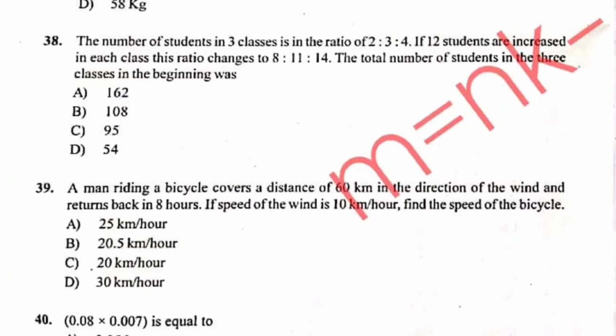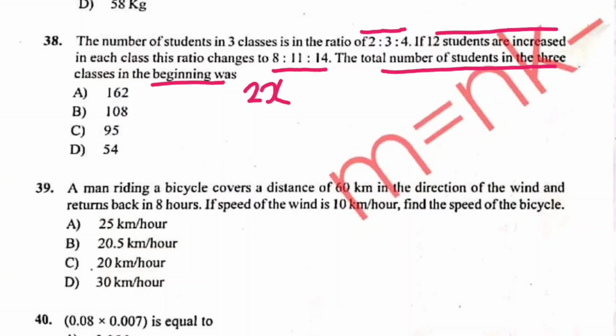Next question is, the number of students in 3 classes is in the ratio of 2:3:4. If 12 students are increased in each class, this ratio changes to 8:11:14. We need to find out the total number of students in the 3 classes in the beginning. Options are being given. We need to find out the correct option. Okay. So let us say the number of students in each class in the beginning is equal to 2x, the ratio. Then we have 3x in the next class and 4x in the next class. Okay. So then the total number of students in the beginning in the 3 classes will be equal to 2x plus 3x plus 4x, which comes out to be 9x.